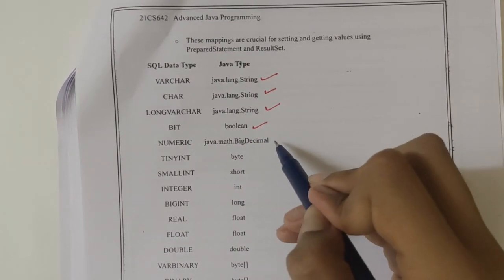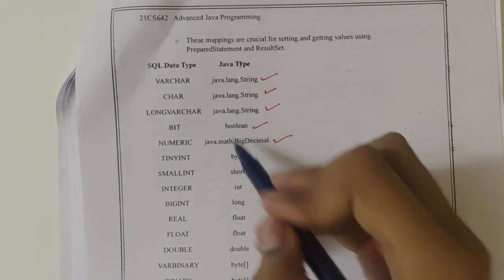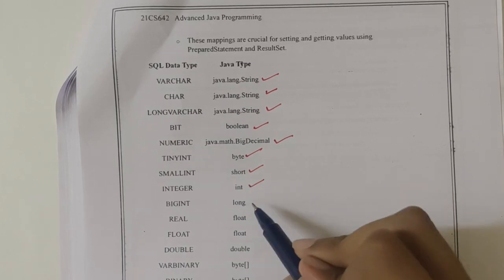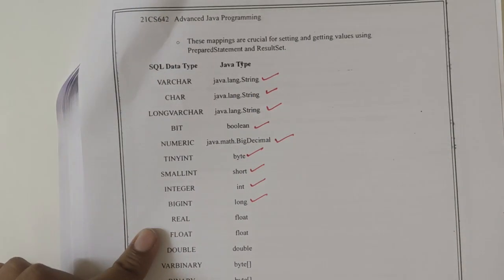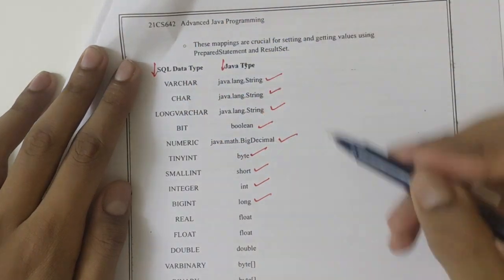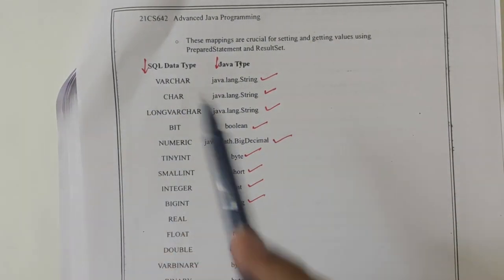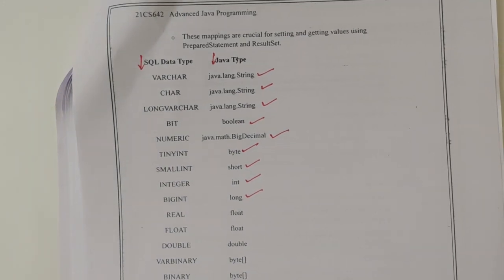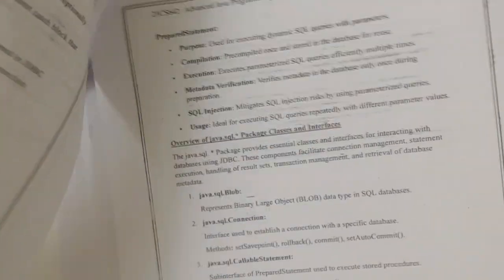Bit as boolean, numeric is java.math.BigDecimal, tiny int as byte, small int short, integer int, big int long. Same way, everything you remember. This is nothing but the SQL data types, and these are your Java data types, and how they are different in their way of representation of the data type. That's it. Okay, let's move forward.